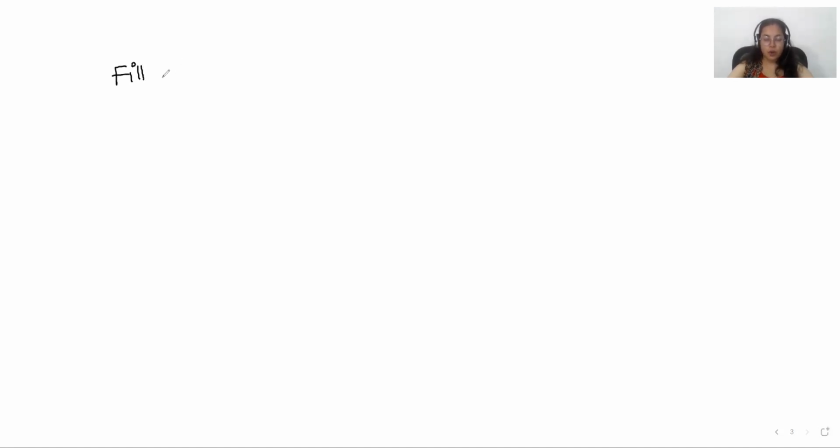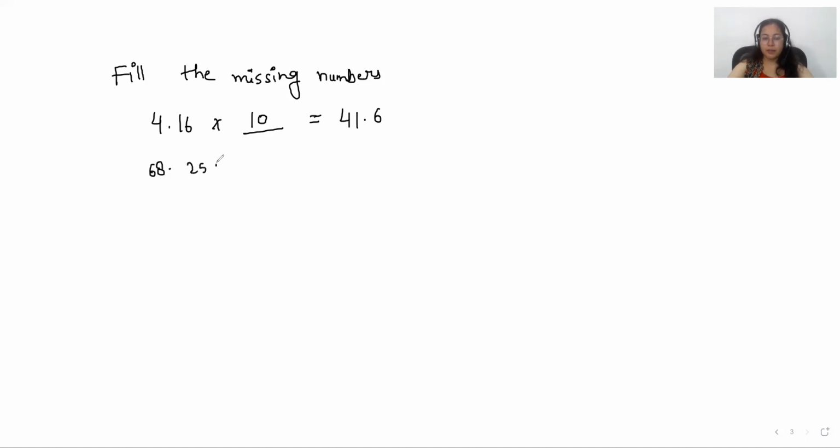Let's practice more examples on multiplication. In this case, you have to fill in the missing numbers. 4.16 multiply what gives you 41.6? What you notice is they shifted the point by one digit. So that must be 10, there is only 1 zero. Let's take another example. 40 multiplied here. They shifted the point by two places. So here you need to multiply by 100.